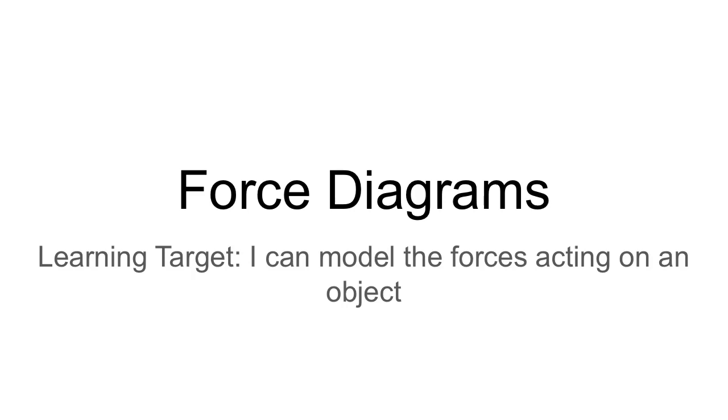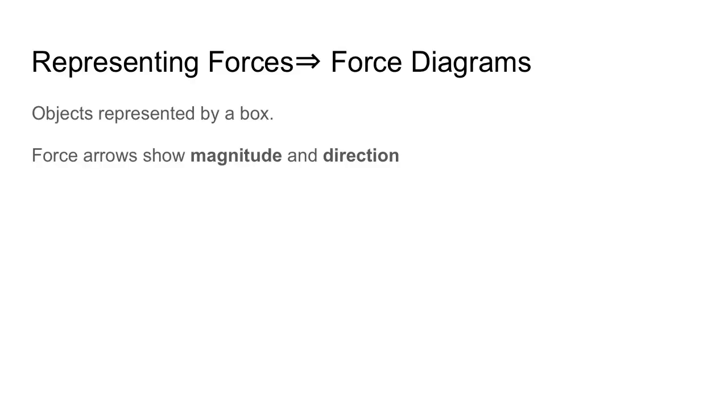This lesson is going to be about force diagrams, and the learning target is to be able to model the forces acting on an object. So anytime we're representing the forces acting on an object, we're going to draw something called a force diagram. And the objects are always going to be represented by a box. So we're always going to draw that. You might see some people draw a dot and have arrows coming out of it. That's fine too. We are going to draw ours with a box.